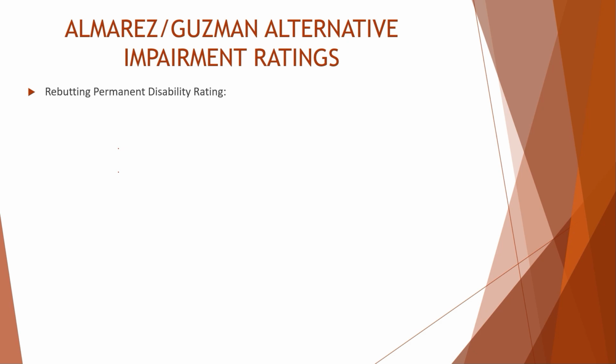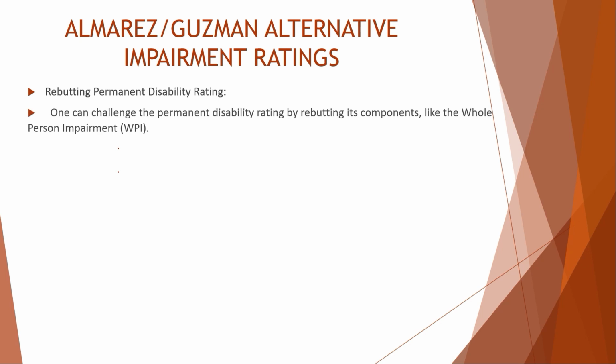Now, if you provide an alternative impairment rating, you're basically rebutting the AMA guides, and it can be done. We have an allowance in law that allows it to be done, but it can only be done in a very specific and exacting way, which you must follow in each and every case. Otherwise, the alternative impairment rating will not succeed. So you can challenge the permanent disability rating by rebutting one of its components, or by rebutting its components, one of which is the whole person impairment.